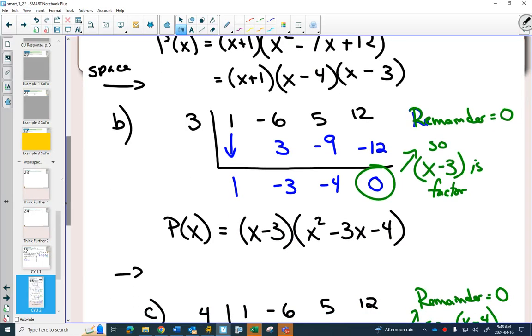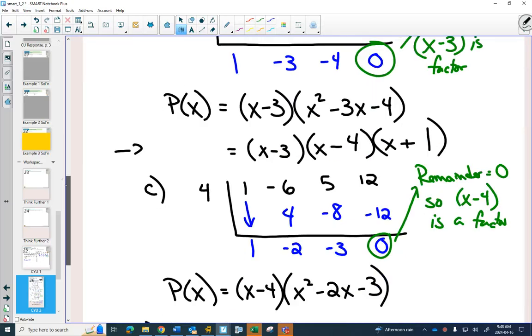Look at the second one. This one had no remainder, so it's a starting factor. Can I factor this completely? Well, if it has to be x squared, it would have to be x and x. And to get a 4 and a 3 would have to be 4 and 1. The 4 would have to be negative, the 1 would have to be positive. And I would get x minus 4 and x plus 1.